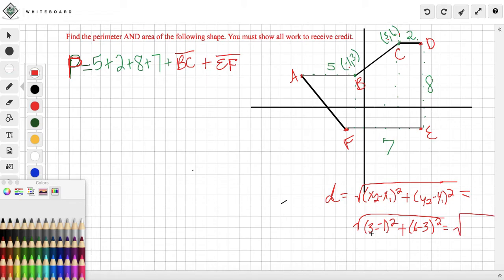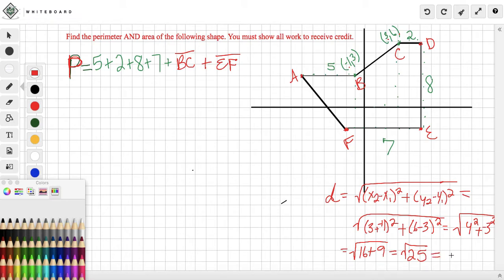So let's simplify. 3 minus -1 is the same as 3 plus 1. So that's 4 squared plus 6 minus 3 is 3 squared. So that's going to equal 16 plus 3 times 3 is 9. 16 plus 9 equals 25.